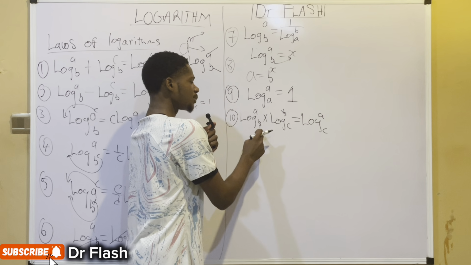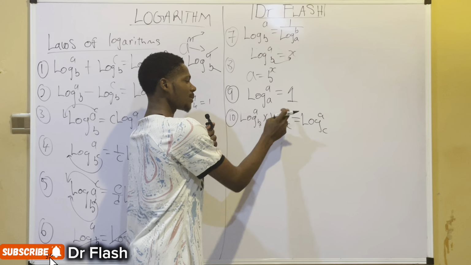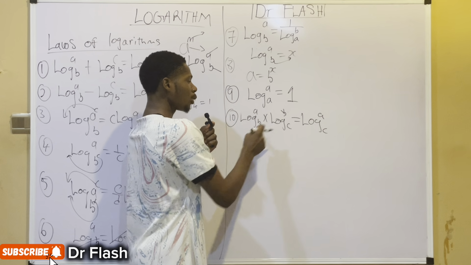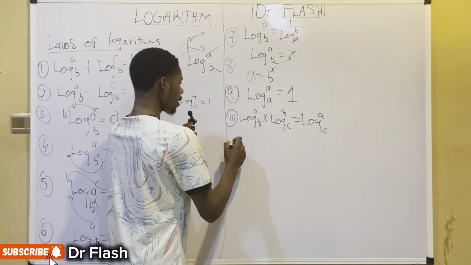So log A base B times log B base C. Since B and B are the same, that is the base here is same as the exponent here, they will both cancel out, and we're left with log A base C.